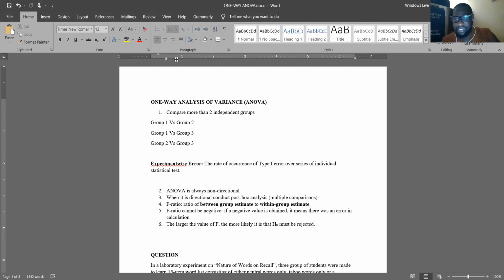The previous ones, you could either state it in a what? In directional or non-directional, depending on the question. But when it comes to ANOVA, always state your hypothesis in a non-directional form, even when in the question, they have posed it in a directional fashion. Always state your hypothesis in a non-directional form.